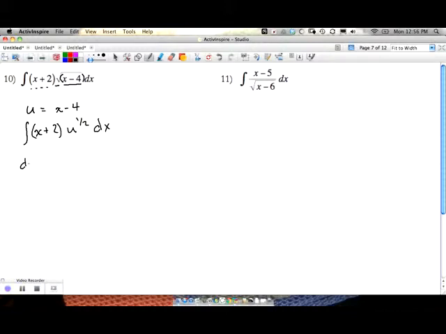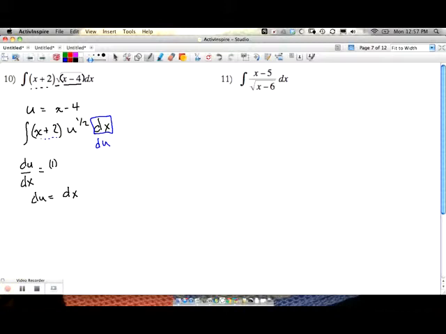So we have the du dx, if we were to take the derivative, just like before. It's going to equal 1, just that, and that's it. So then du equals dx. Now that's not a huge deal. I mean, that actually helps us. So this right here is just du. But the problem then is, what do I do with this x plus 2?